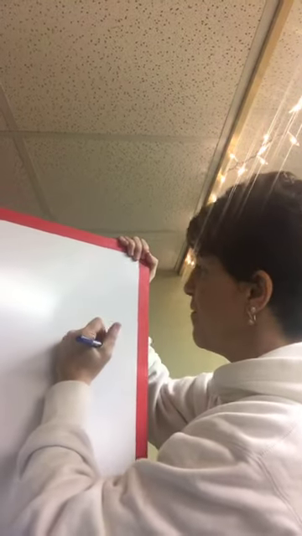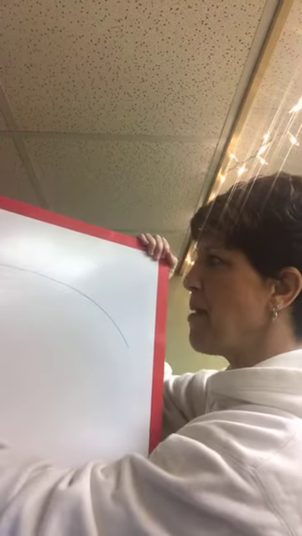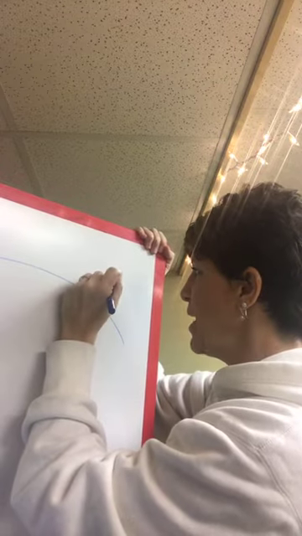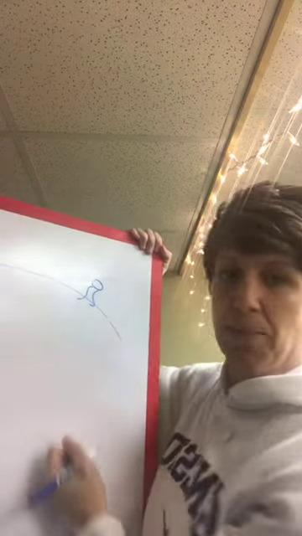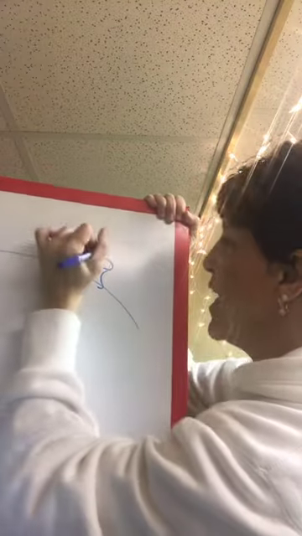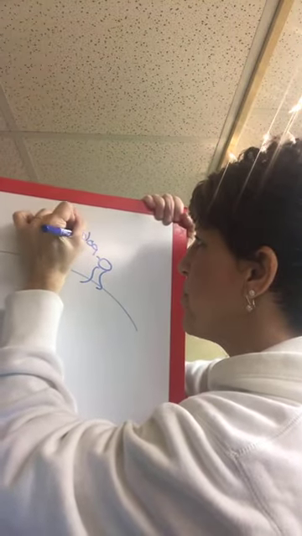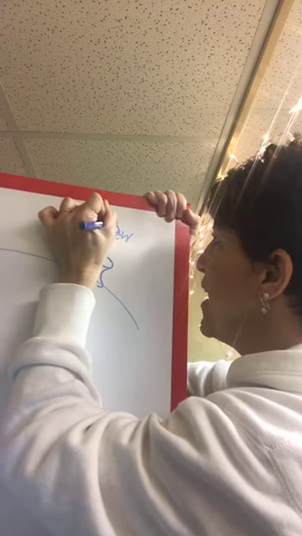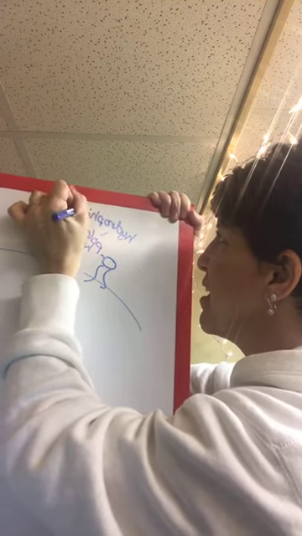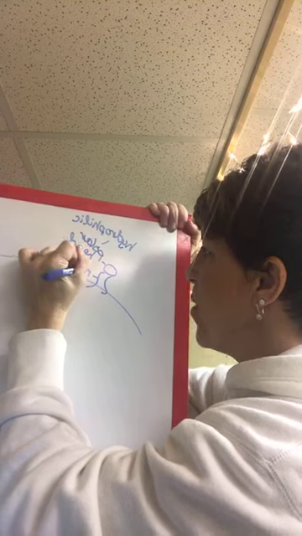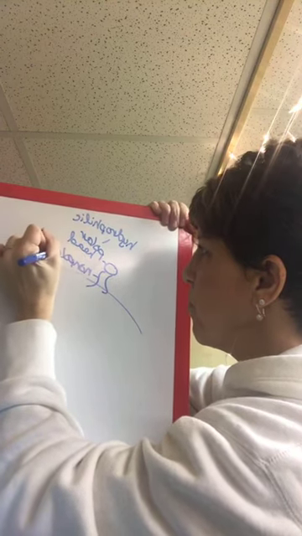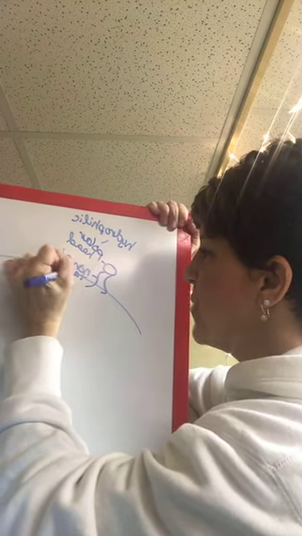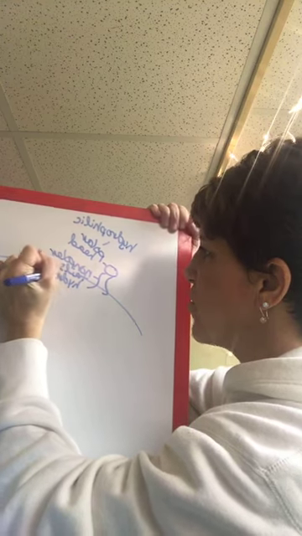So if this is my cell membrane, what it's really made up of are phospholipids. So a phospholipid has this polar head, and polar means it's going to be hydrophilic, and it has nonpolar tails, which means they are going to be hydrophobic.